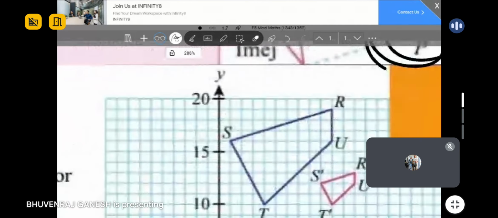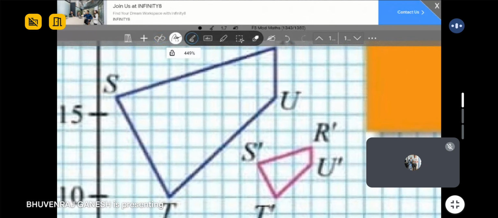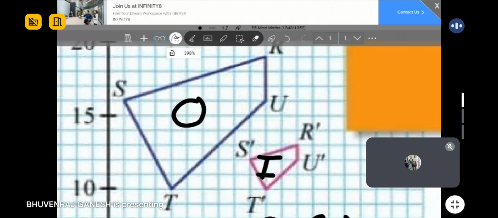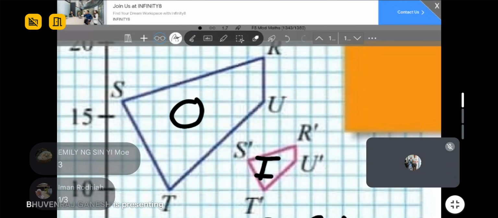Okay, guys. RSTU. If you check and see, this is image, this is object. Correct? So you can find the center. Okay, before center, what is the scale factor? Apa faktor skala untuk dua-dua yang ni? Can you all try and see? What do you get for scale factor? Cuba jawab. Macam mana boleh 3? Yes.